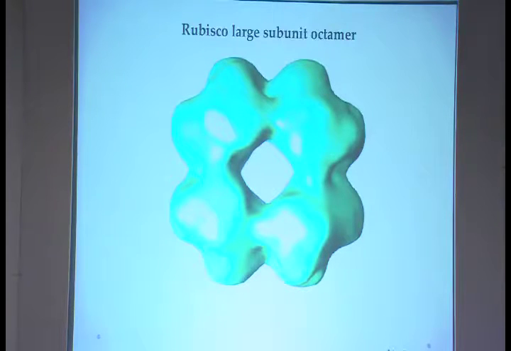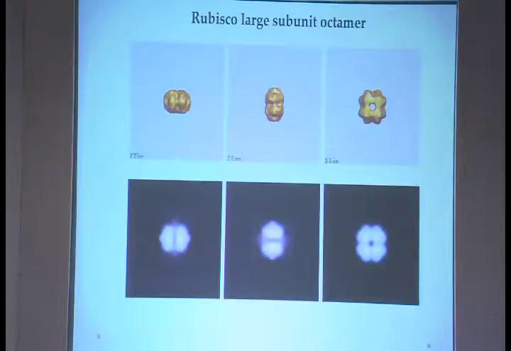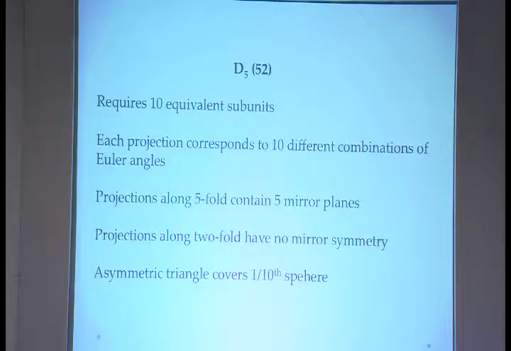And again, from the corresponding orientations of the particle and the projections, you can identify what are the symmetry elements. D5, by definition, this again requires 10 equivalent subunits. Each projection corresponds to 10 different combinations of Euler angles, and projections along the 5-fold contain 5 mirror planes. Again, the asymmetric triangle covers 1/10 of the total unit sphere.